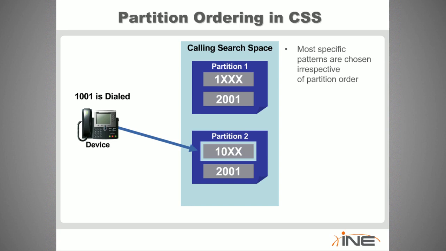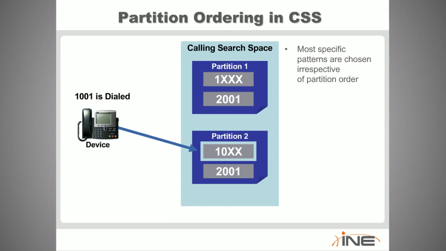So if a device places a call to 1001, we see that even though partition 2 is ordered lower than partition 1, most specific patterns are always chosen irrespective of partition order. Okay?